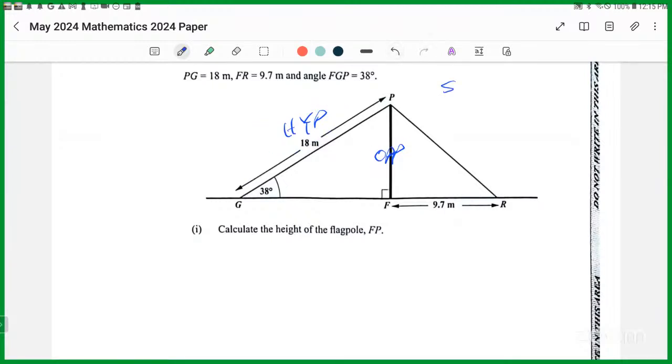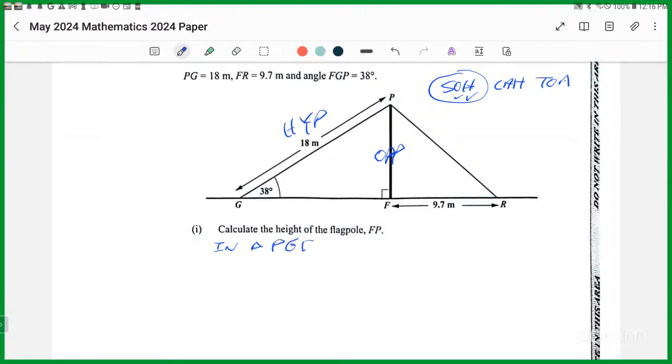If you don't remember, just write down SOHCAHTOA. That's a quick way to remember. Opposite and hypotenuse is connected with the sine trig ratio. So I'm going to use sine to get this one up here. So tell the examiner what we're working in. We're working in triangle PGF.